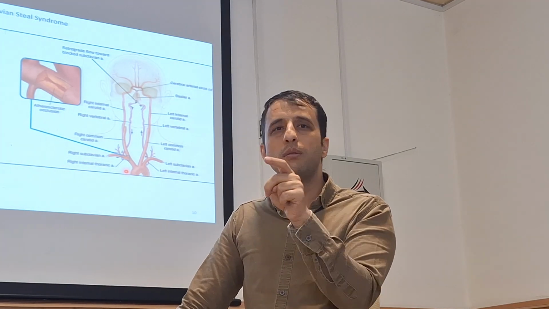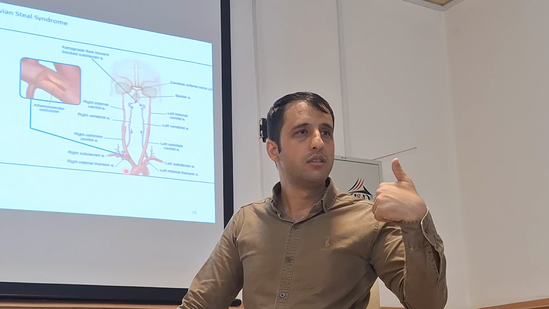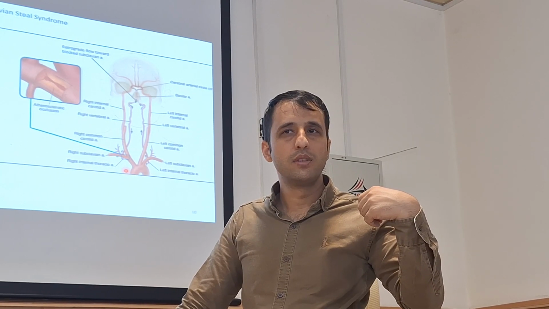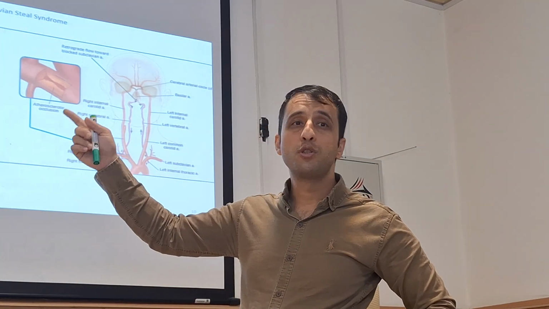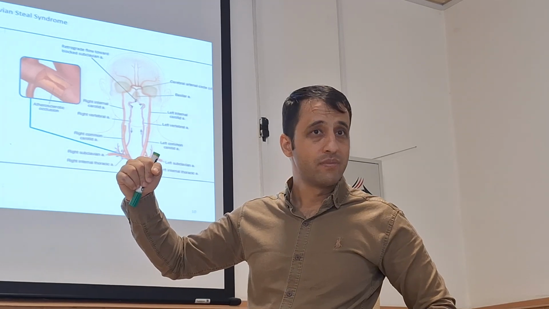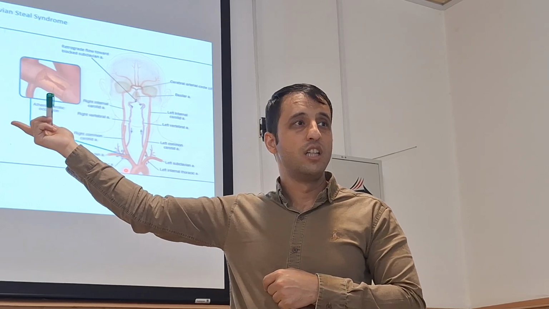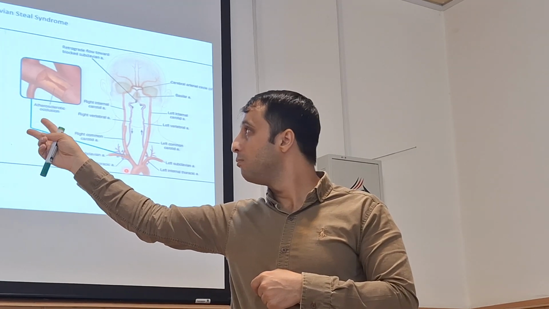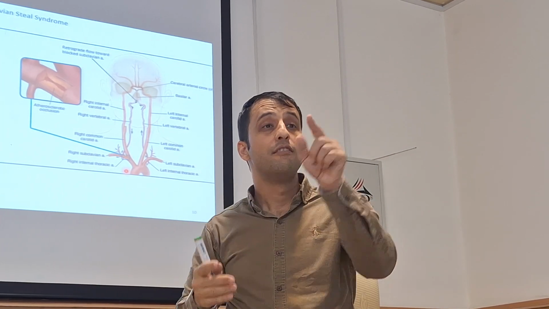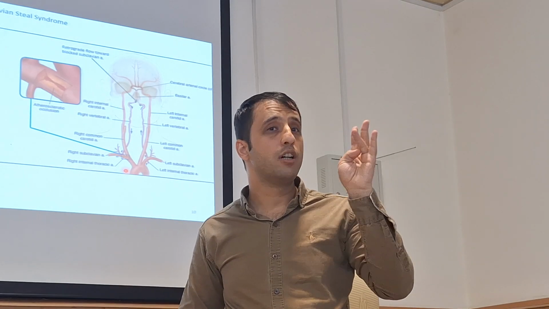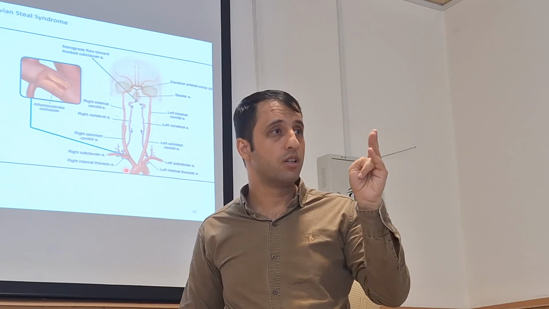Okay? Do you remember accessory phrenic nerve? It was a branch of? Accessory phrenic nerve is a branch of nerve to subclavius muscle. Nerve to subclavius muscle is a branch of superior trunk. Superior trunk is made by C5 and C6. So I can say that phrenic nerve is from C3, 4, 5. Okay?